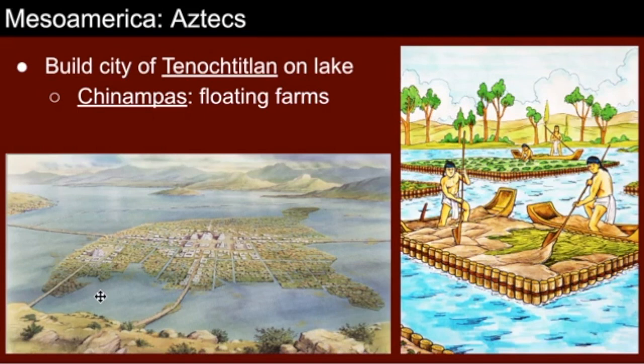At its height, Tenochtitlan had anywhere from 200 to 400,000 inhabitants, making it 5 times the size of London and one of the largest cities anywhere in the world at the time. In order to support this massive city, they built these little farms called chinampas, which were actually floating farms, which solves a lot of irrigation problems.